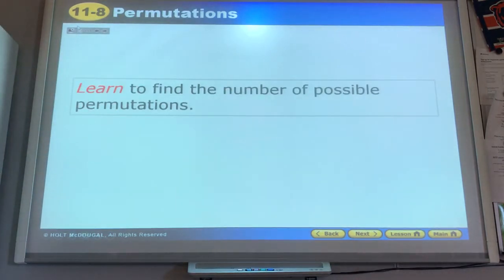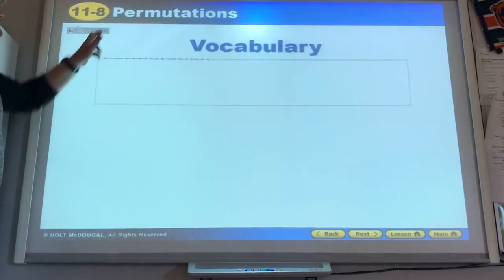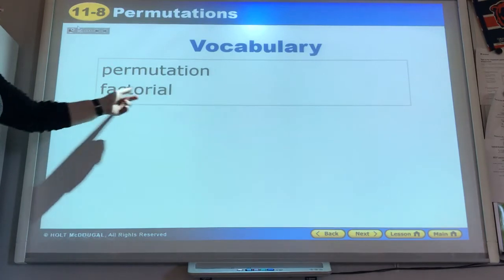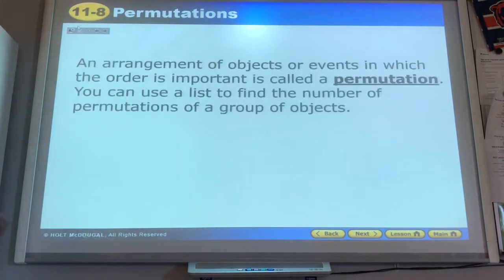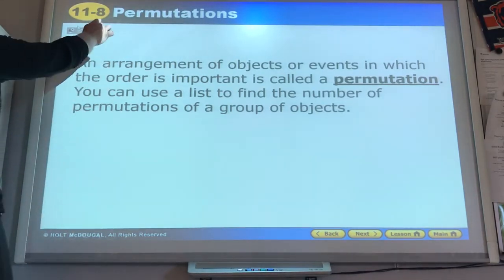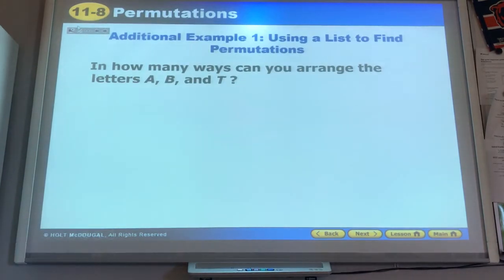Learn to find the number of possible permutations. Factorial. An arrangement of objects or events in which the order is important is called a permutation. Last time, with combinations, it wasn't important. This time, with a permutation, it is important. You can use a list to find the number of permutations of a group of objects. So we're building on what we did yesterday.